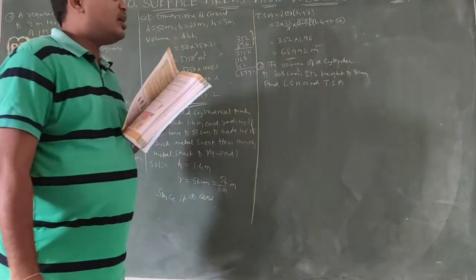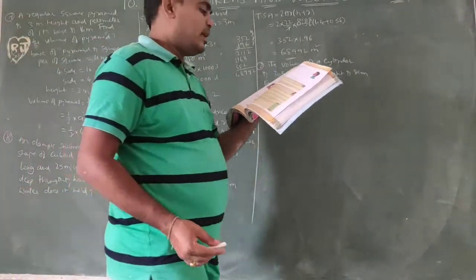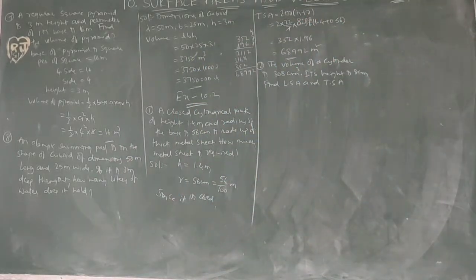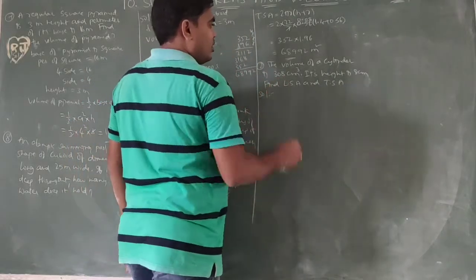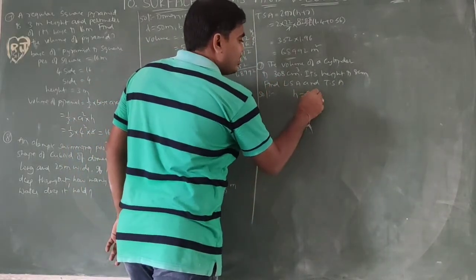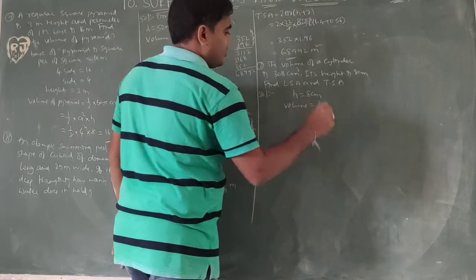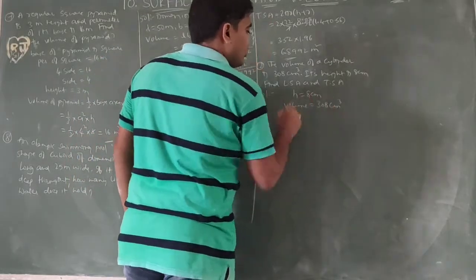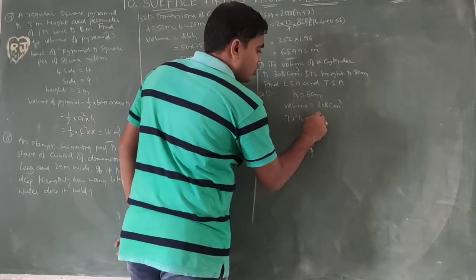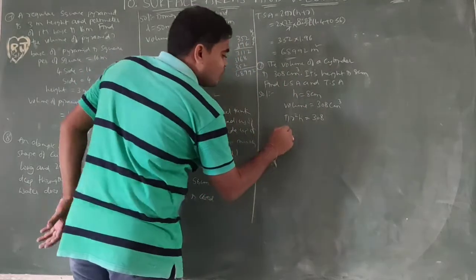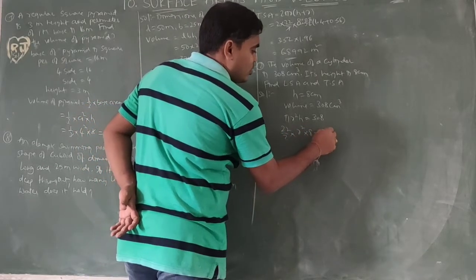We usually denote lateral surface area LSA, total surface area TSA. We need both lateral surface area and total surface area. Okay. Now solution. So height is equal to 8 centimeters. Volume equal to 308 centimeter cube. So what is the formula for volume? Pi r square h equal to 308. Pi 22 by 7. R square we don't know. H 8 equal to 308.